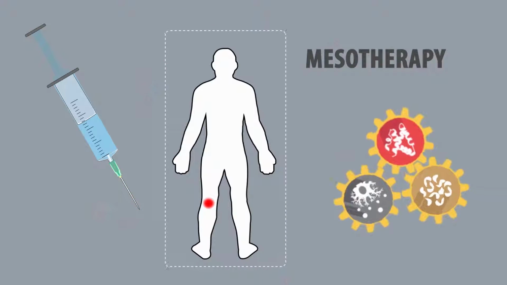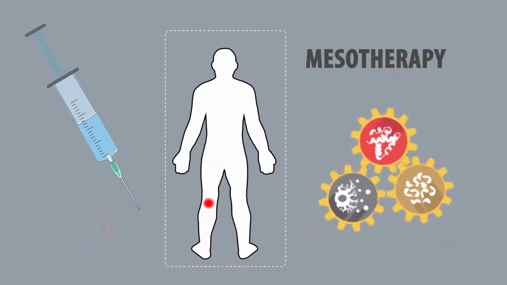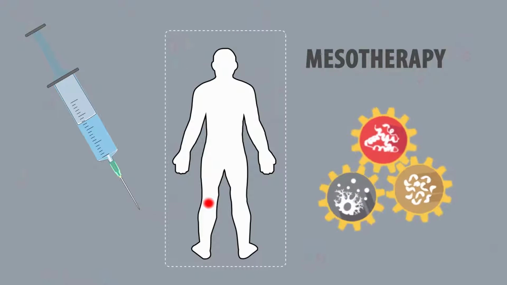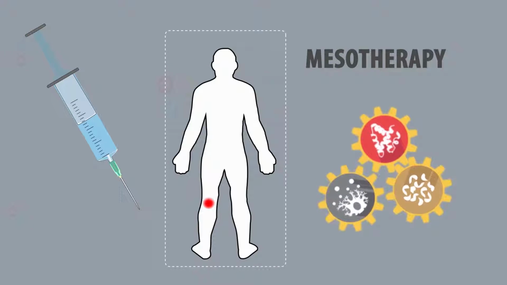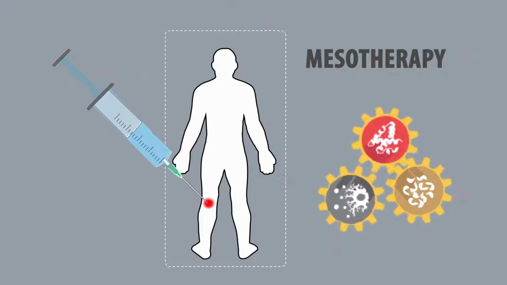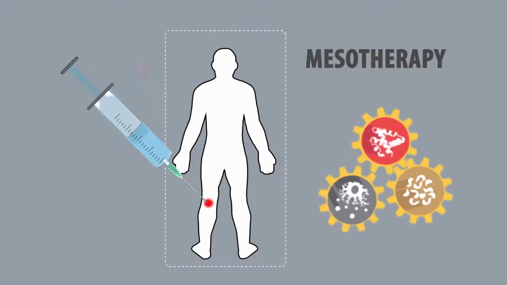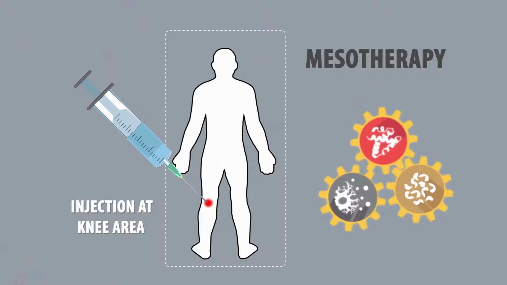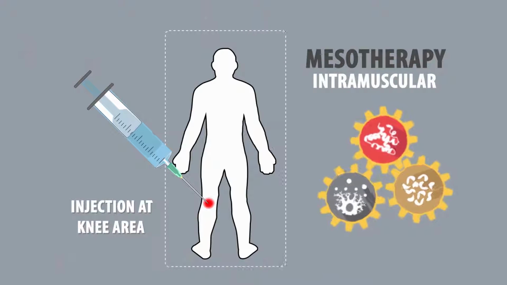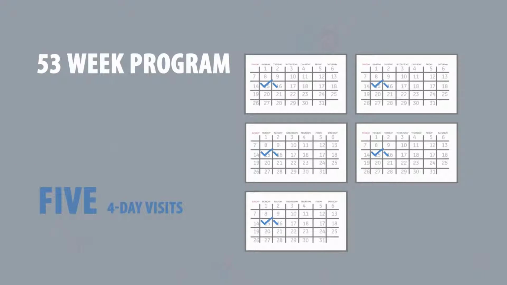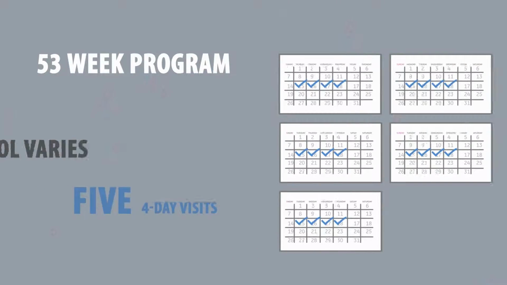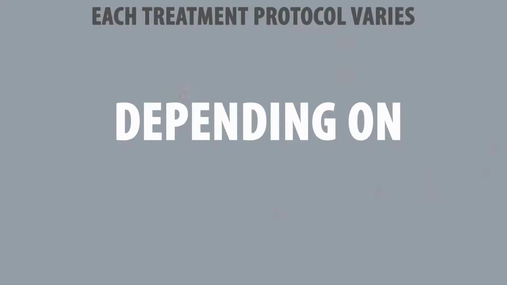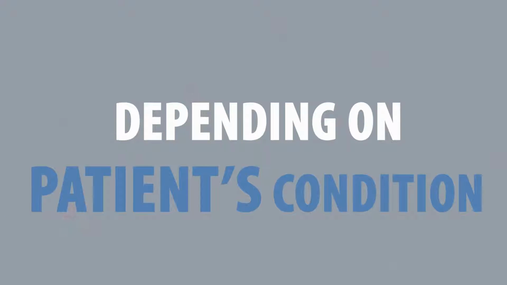Mesotherapy refers to the application of the protein directly in the area of the pain or around the source of the symptoms. For example, if the patient has osteoarthritis, the proteins can be applied around the knee area. However, the recommended method is intramuscular. Treatment schedule: 53-week program, 5 full-day visits during treatment period. Each treatment protocol varies depending on that patient's condition.